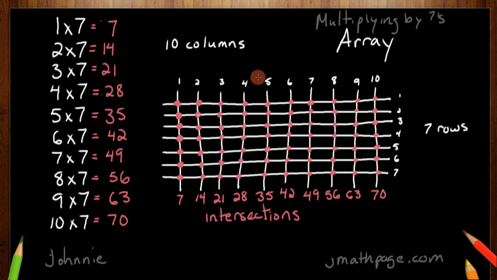Now remember, an array is an arrangement that helps us to think about multiplication, and it helps us to think about it in terms of rows and columns. So columns going this way, and rows going that way. And their intersections and the grid help us to understand multiples. I hope this was helpful to you.